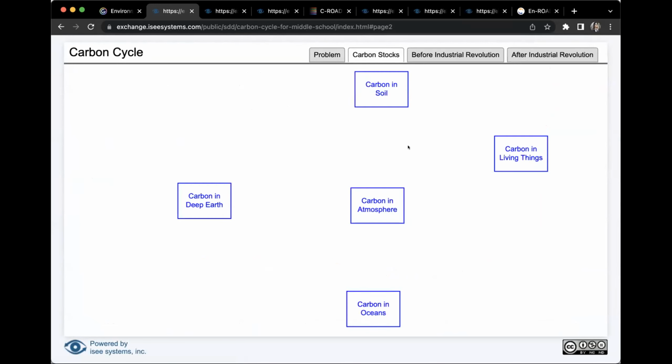We started with the carbon stock. So where does the carbon exist on Earth? We asked them, and we found those stocks. And then we asked them to make the connections between those stores. So what are the events that make this carbon move from, for example, soil to atmosphere, or deep earth to atmosphere, or oceans to atmosphere? So what happens in there? And this carbon is just going from one place to another one.